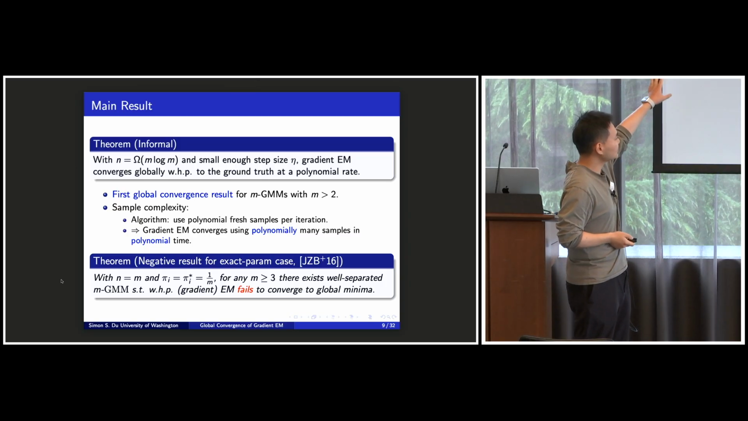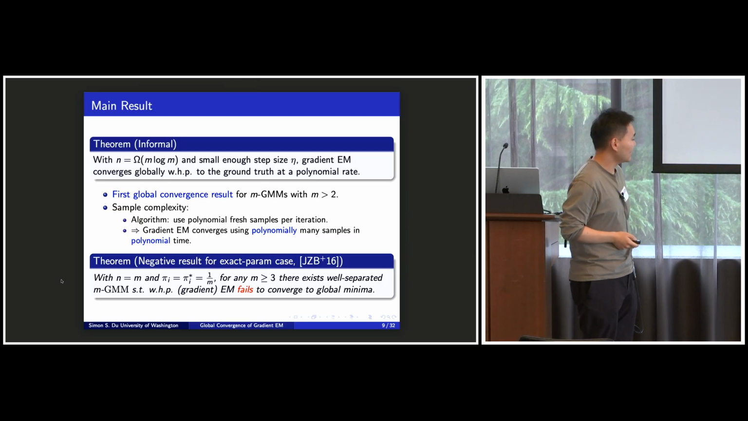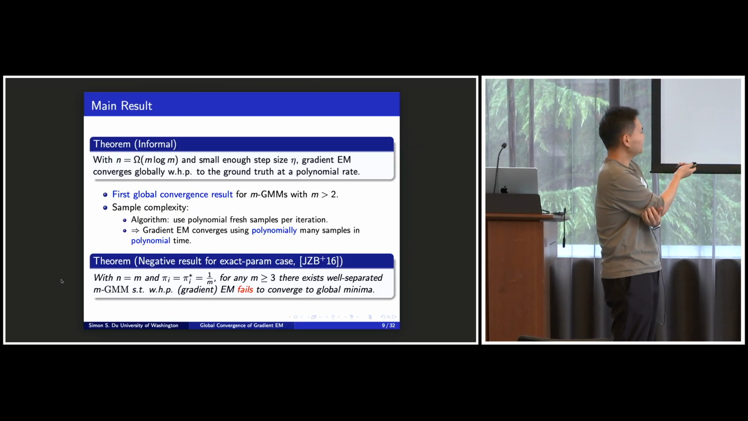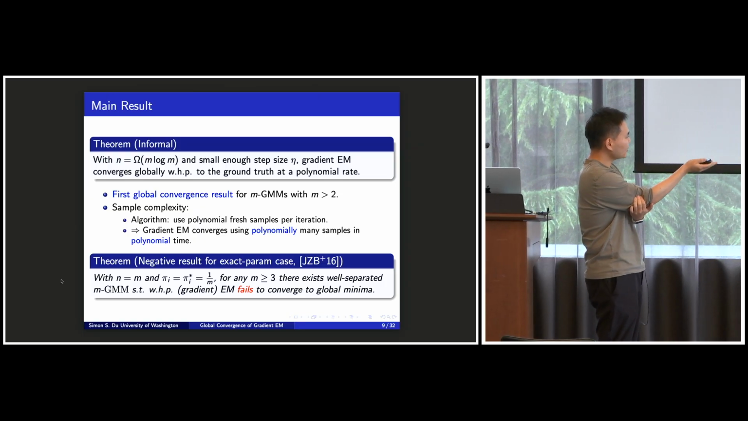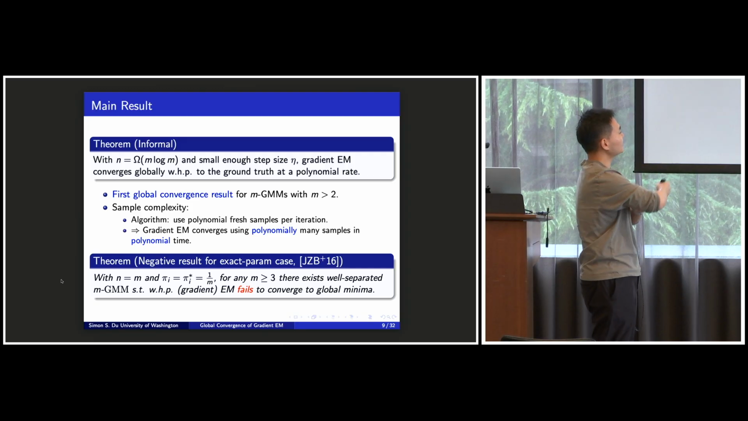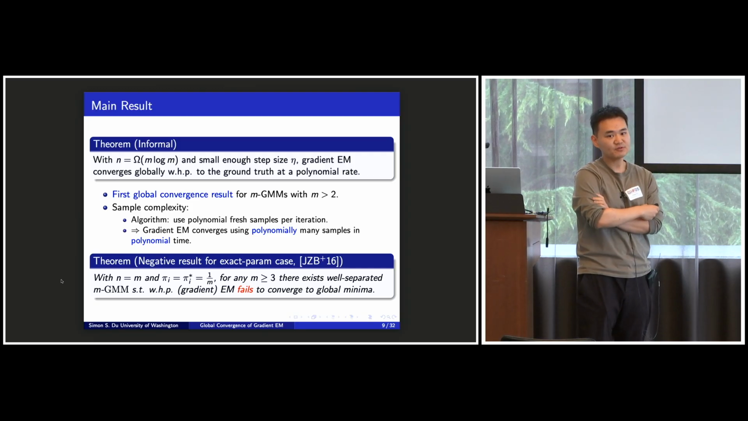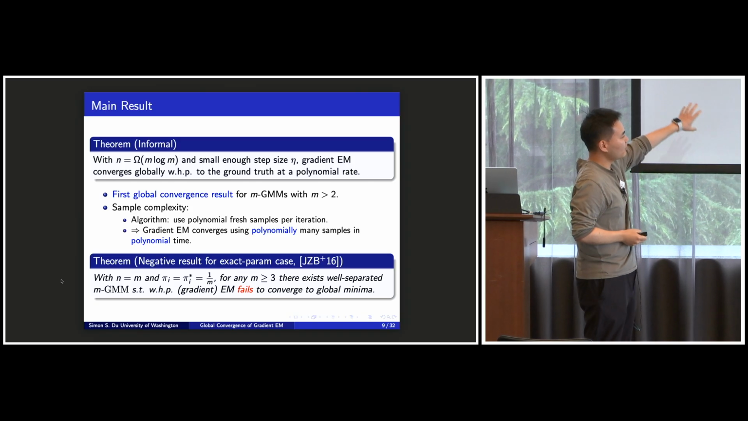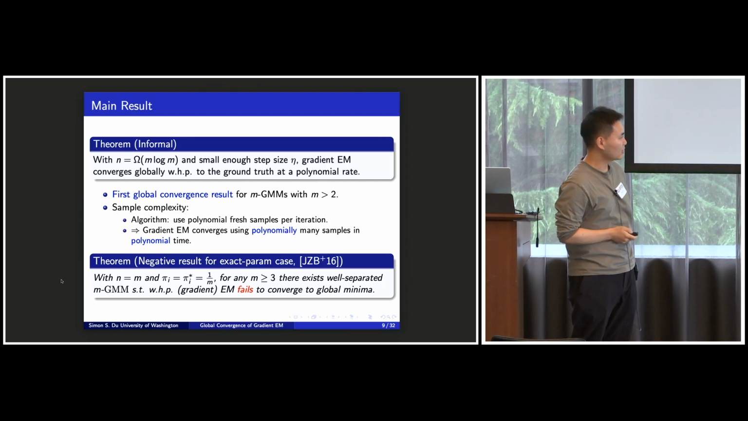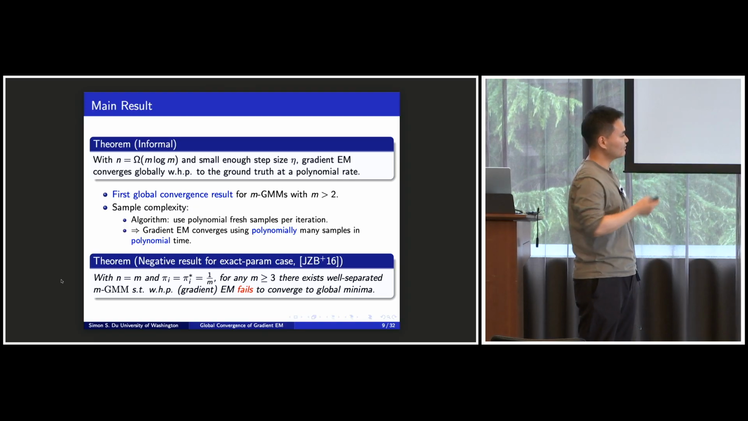And I want to contrast this with the negative result by Chijin et al., where they show that there exists a well-separated Gaussian mixture that EM fails to converge to the global minimum. So this contrasts with our positive result. Here we do see the power of over-parameterization. Over-parameterization does help you converge to a global minimum under this set of conditions.